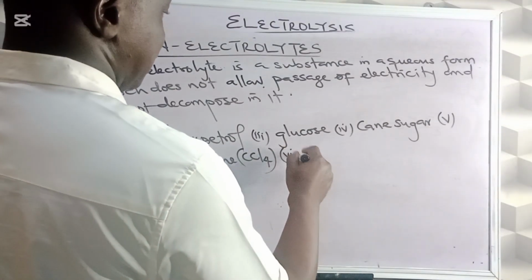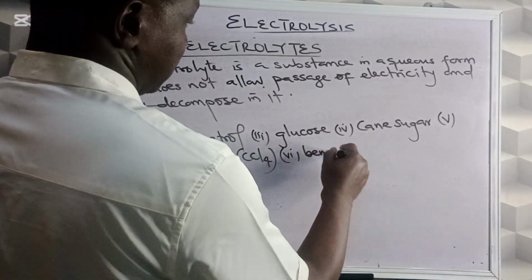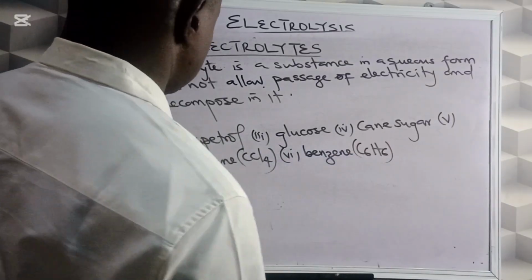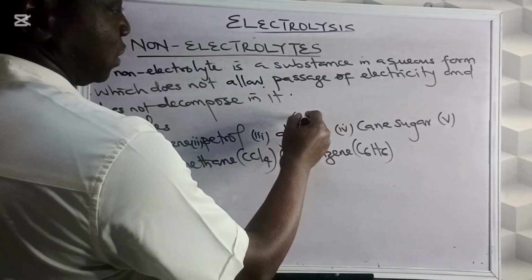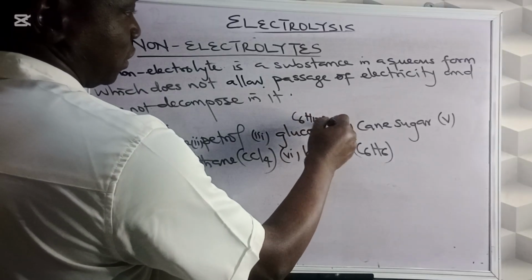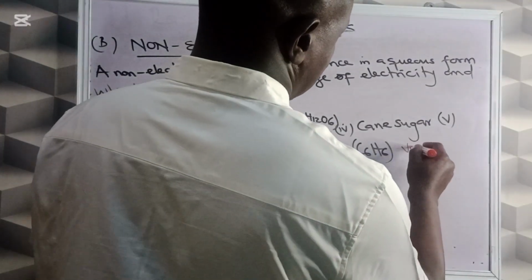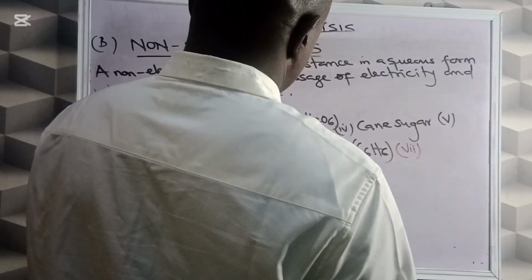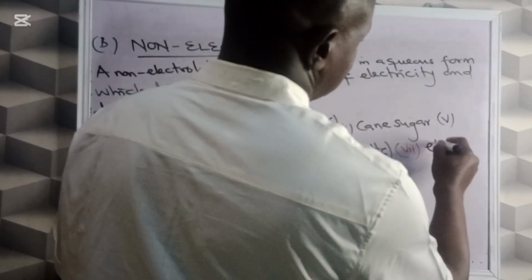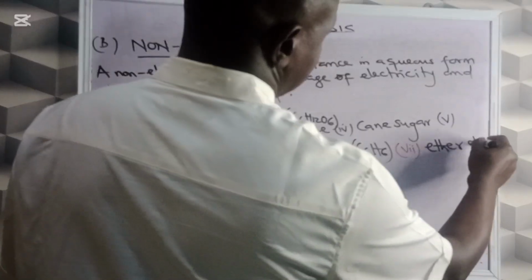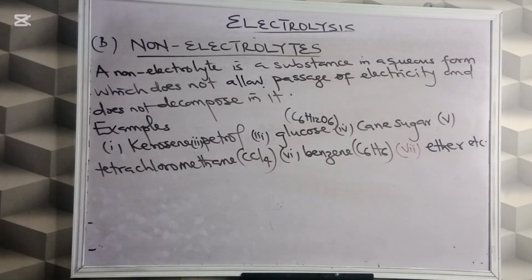Benzene is written as C6H6, non-electrolyte. Remember glucose is C6H12O6. Ether is also a non-electrolyte, and so on.